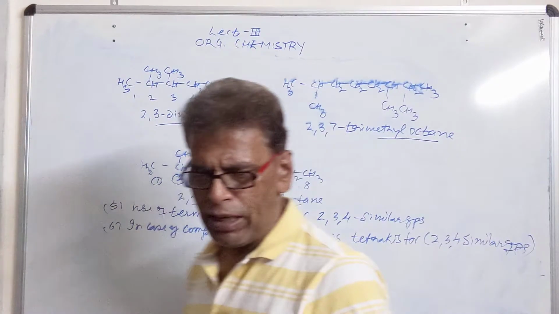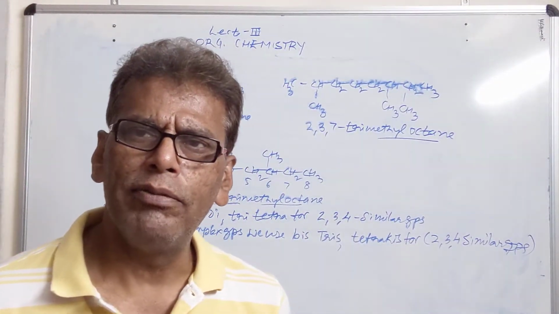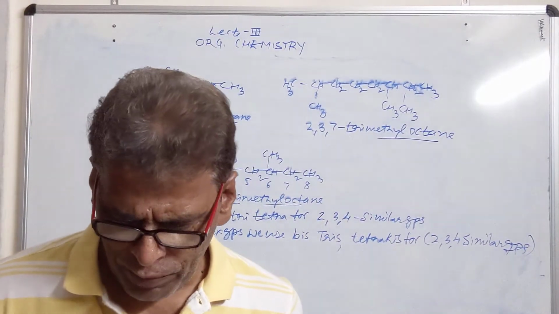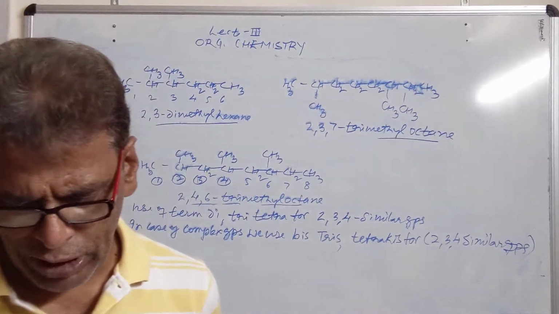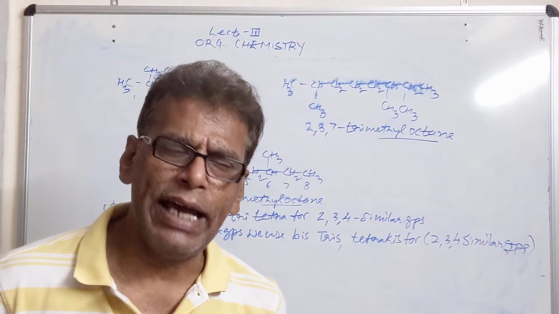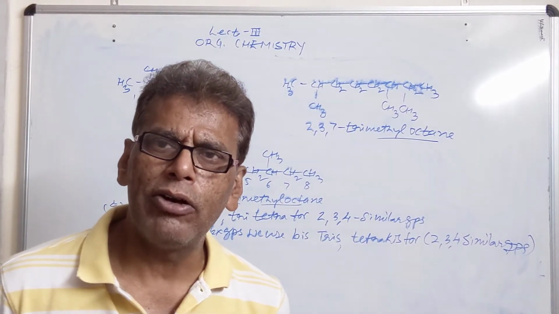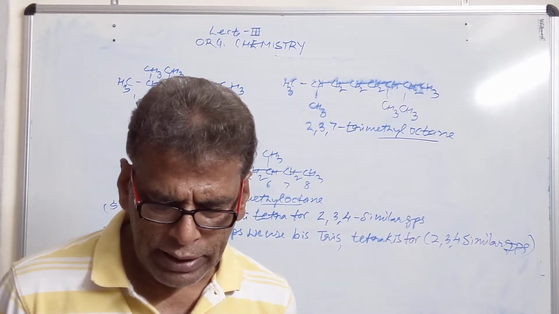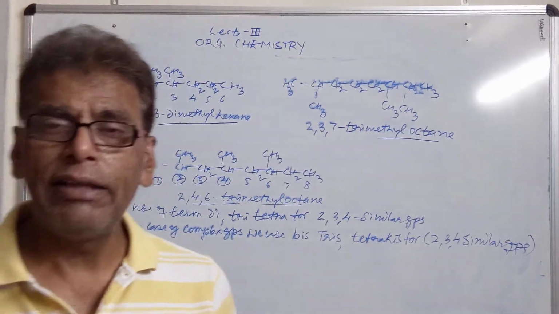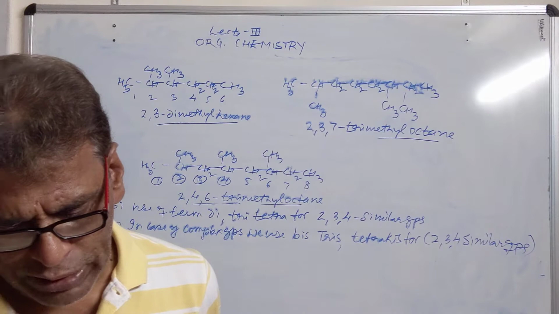So if we have a branched alkyl group, then we don't use di, tri, tetra for them. We use bis for 2, tris for 3, tetrakis for the 4 similar groups. Then we have naming of the different substituents at equivalent position. Suppose the selected chain contains 2 alkyl groups. One is methyl, another is ethyl. They are present at equivalent position from both the ends. Then the group which comes alphabetically earlier, it is given preference during the numbering.